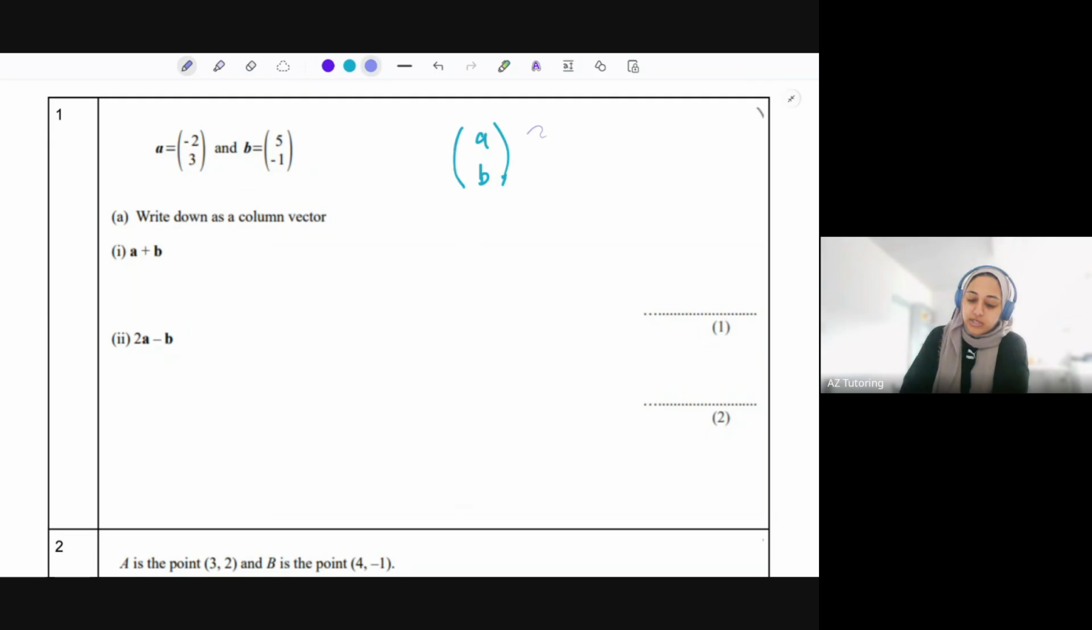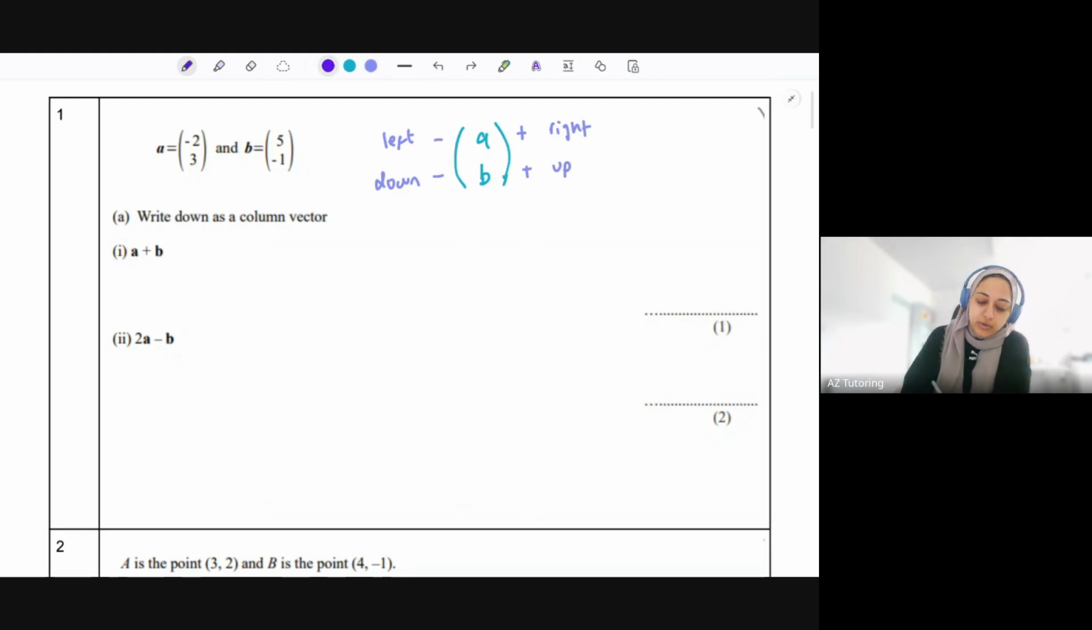If it is positive, it's going right. If it's negative, it's going left. And for the bottom, if the number is positive, it's going up, and if it's negative, it's going down. So for example, with vector A, we've got -2 on top, so it means it's going 2 to the left. And on the bottom, we've got 3, so it means it's going 3 up, since it's a positive number.